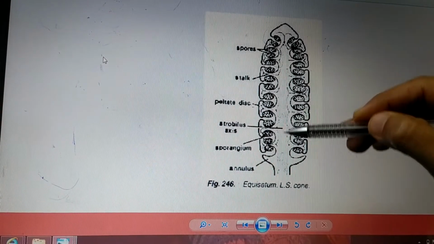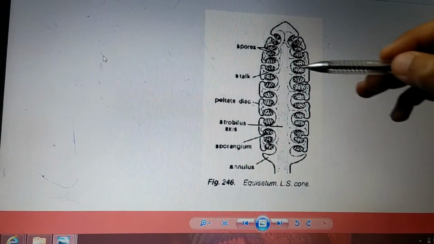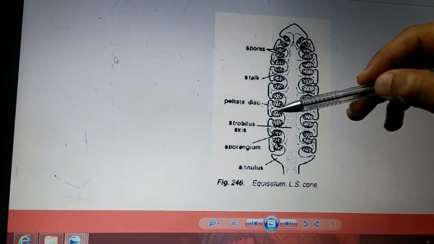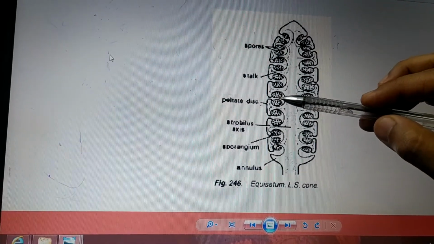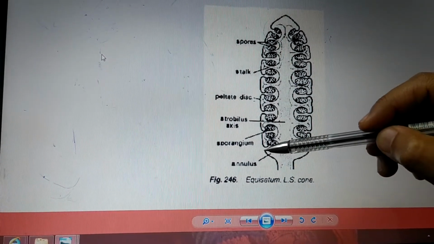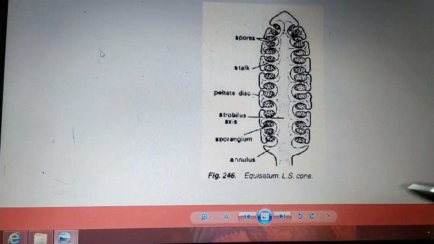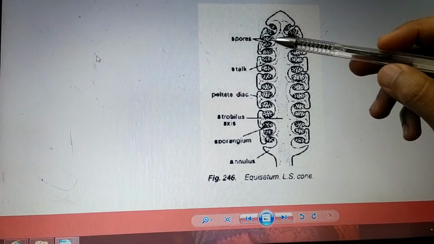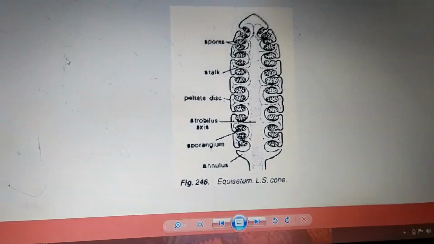We have this central axis called a strobilus axis. On either side of this axis we have these sporangiophores, which are usually T-shaped structures. The extended part is peltate disc. Internal to this is a sac-like structure called sporangium. At the base of this strobili, we have this ring-like structure called annulus. This annulus leads downward to the shoot. So in this sporangium, spores are present. In this way, this is a longitudinal section of the cone in case of equisetum.